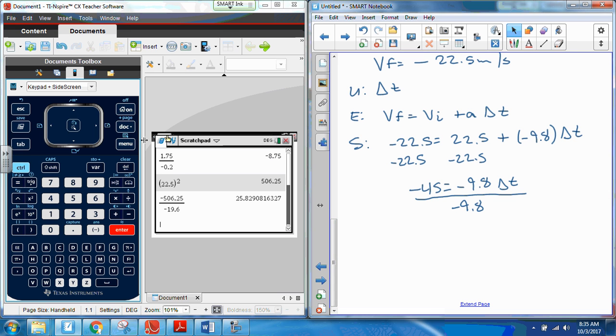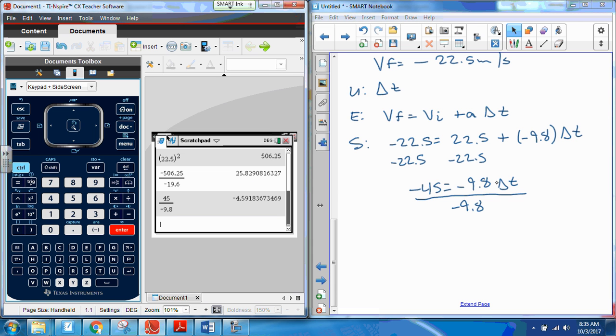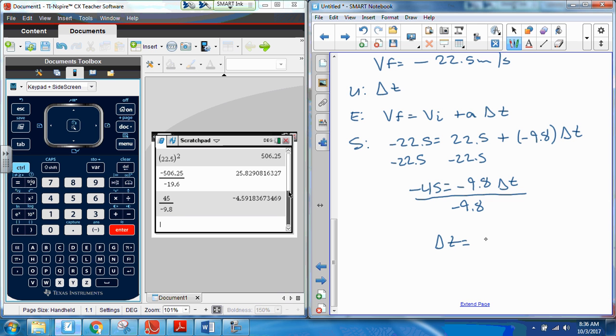That's when I come over to the calculator and I do 45 divided by negative 9.8. And I get negative. Oh, no. I did it again. I forgot my negative. But as soon as I saw this negative, what had happened in my brain? Time can't be negative. I've got something wrong. So I have to look back, and I see that I left out a negative. A negative divided by a negative is a positive. So that should have been delta T is equal to positive 4.59 seconds.